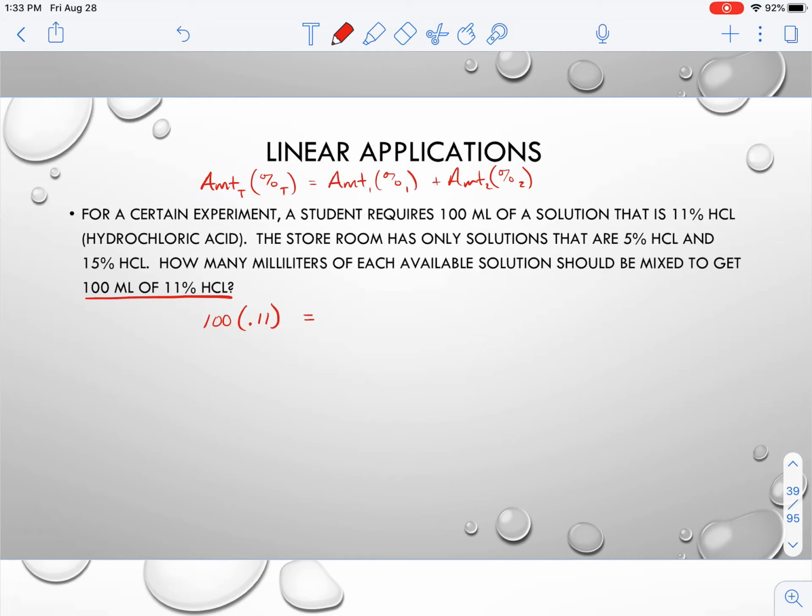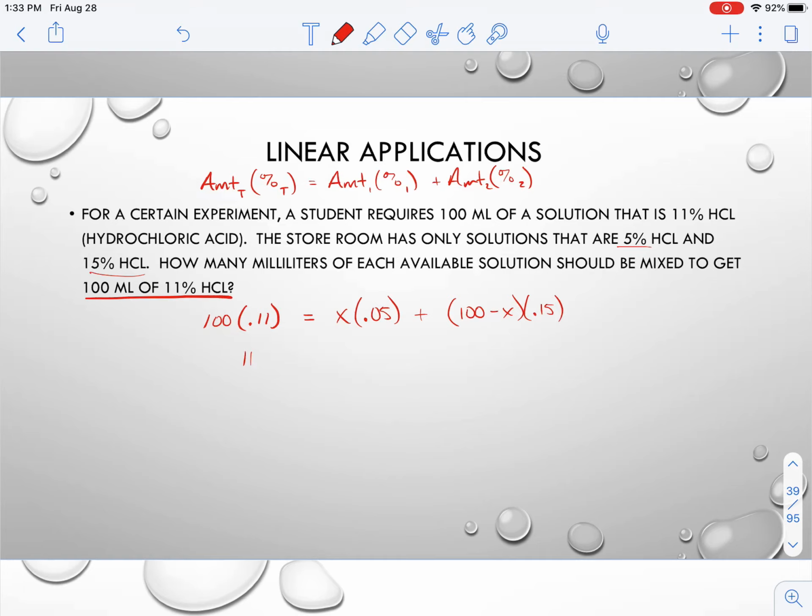All right, I've got a 5% solution and a 15% solution. So let's do X milliliters of my 5% solution plus, and similar to how we figured out how much is left over in the interest problem above, I can do the same thing here. I need 100 milliliters total. If I use X milliliters for the first, I now have 100 minus X milliliters remaining for my second 15% solution.